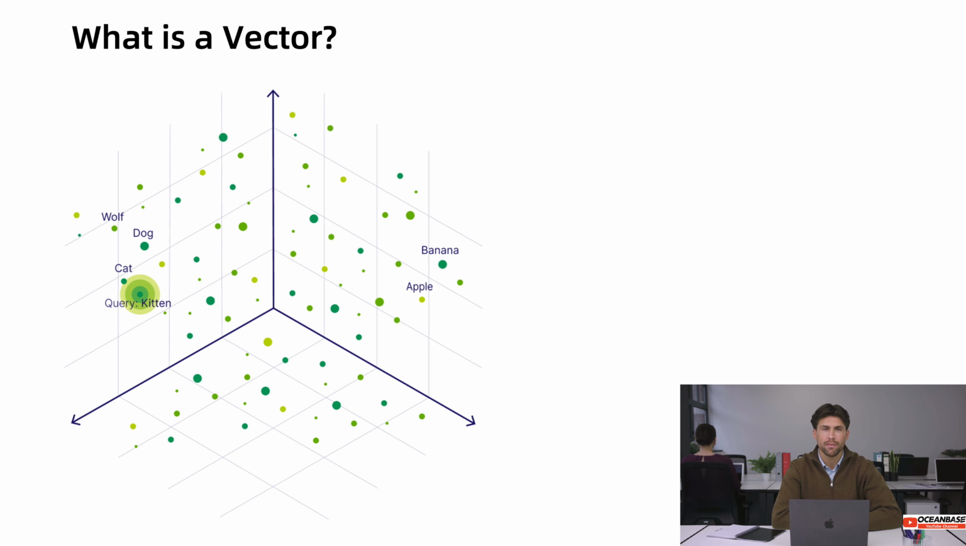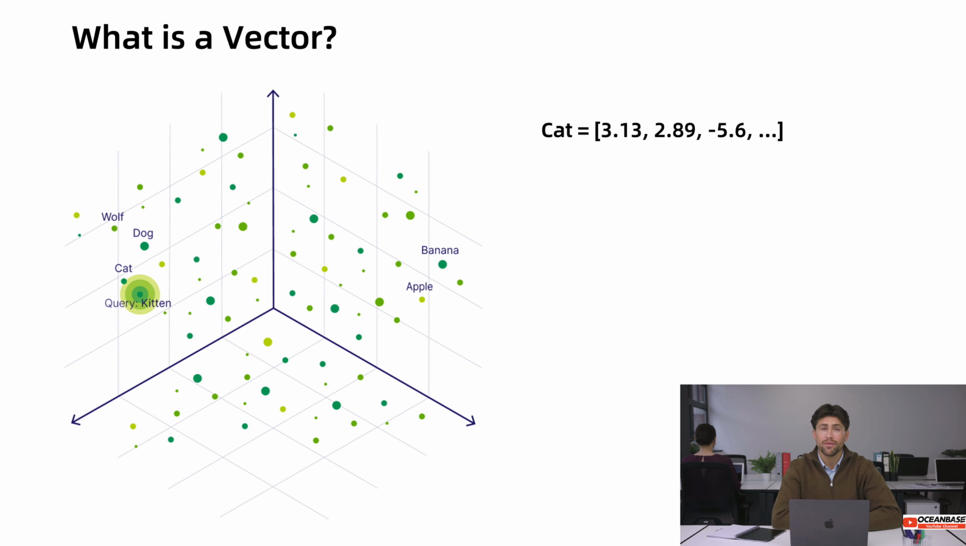In simple terms, a vector is a mathematical representation of an object in a multi-dimensional space. Think of it as a list of numbers that represent something in the world around us, like a point on a map, or even an image or a piece of text.